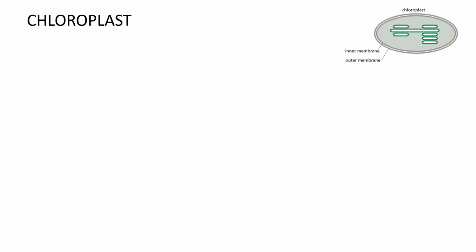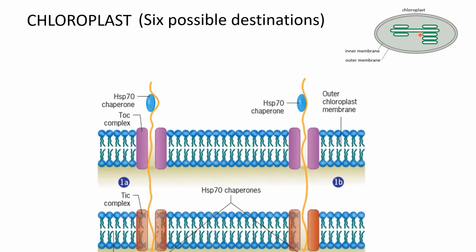This is powered by electrical potential, the movements through biased diffusion. And the chloroplast has 6 possible destinations for the proteins. What are those? Number 1, the outer membrane. Number 2, the intermembrane space. Number 3, the inner membrane. Number 4 will be the stroma. Number 5 will be the thylakoid membrane, and number 6 will be the thylakoid lumen. So those are the 6 possible destinations.